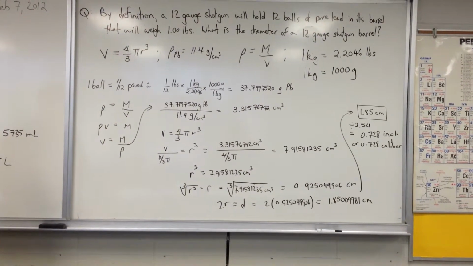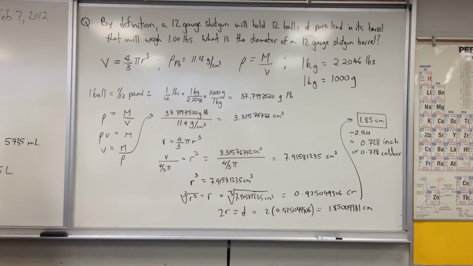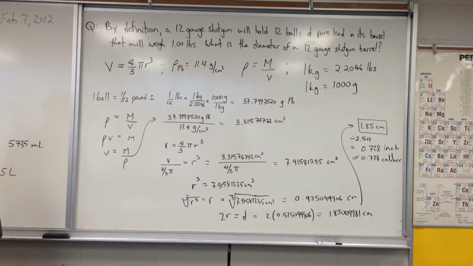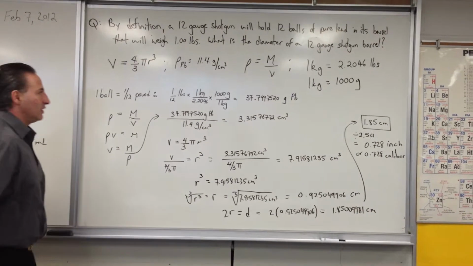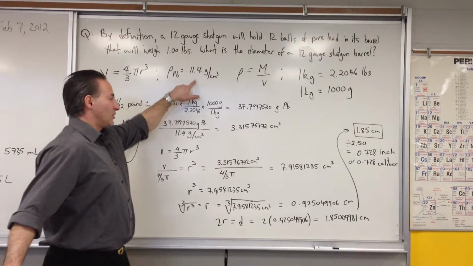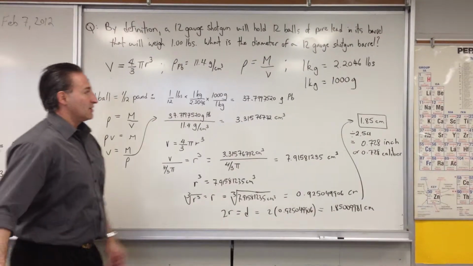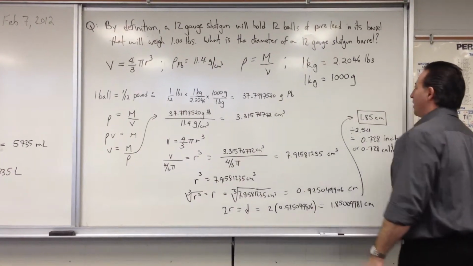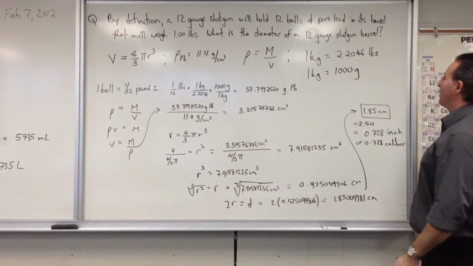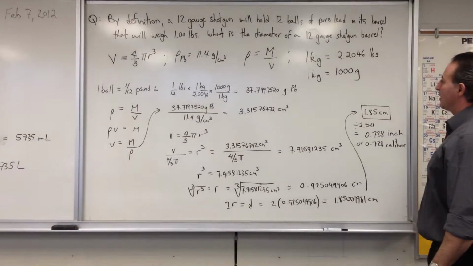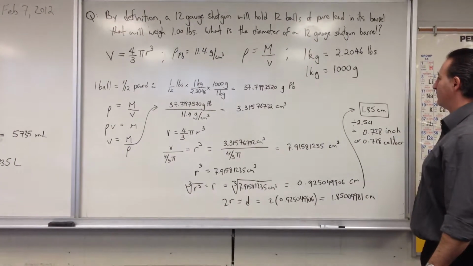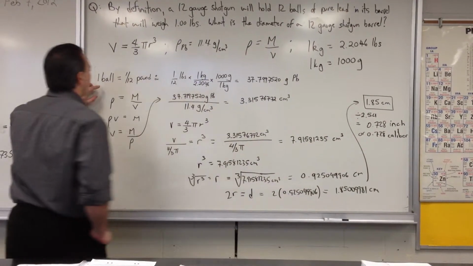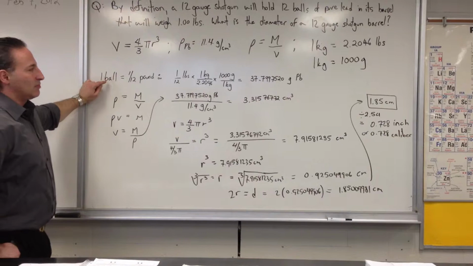To solve this problem, we need the formula for the volume of a sphere, which is 4 over 3 pi r cubed. We need the density of lead, which is 11.4 grams per centimeter cubed. We need the density equation, and we need 2 conversion factors. We need to know that 1 kilogram equals 2.2046 pounds, and we need to remember that 1,000 grams equals a kilogram. We begin to solve the problem by finding what one of those lead balls would weigh.